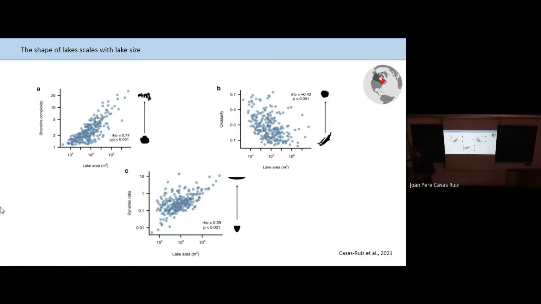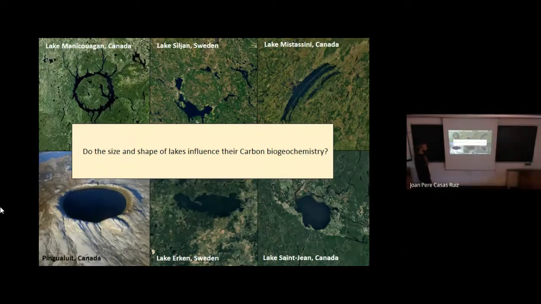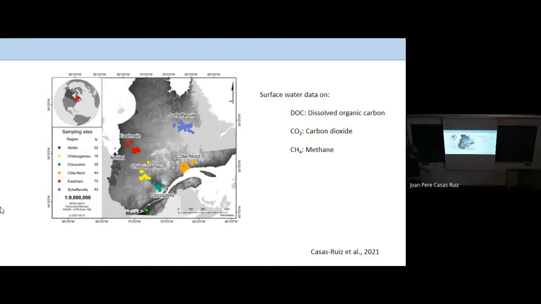while the small lakes look more like a bowl or a canyon-like shape, okay? So once we had an idea of this distribution of lakes, we can go back to our question, which is basically if the size and especially the shape of the lake matters in terms of the carbon biogeochemistry. The way we tackled this question was to take advantage of an extensive data set that my colleagues had previously collected while I arrived there. And it's basically data of around 300 lakes distributed across different regions in Quebec.